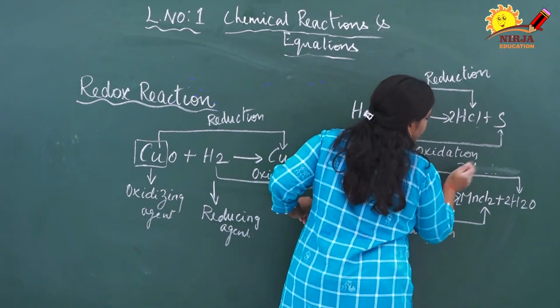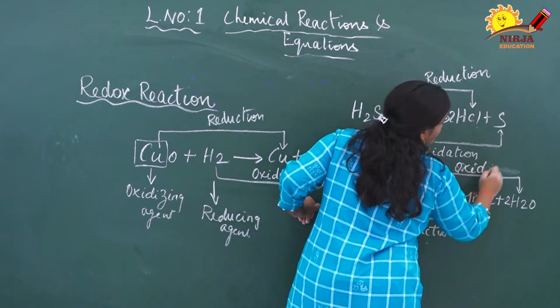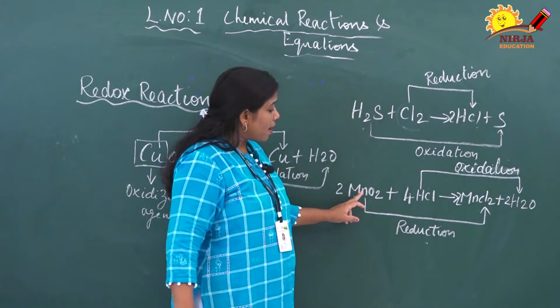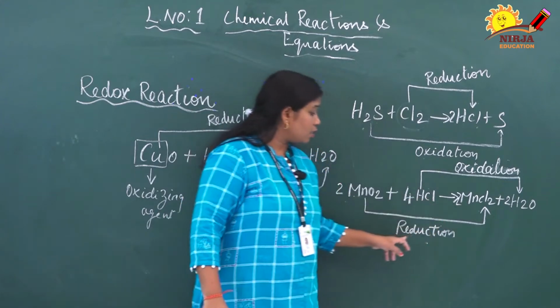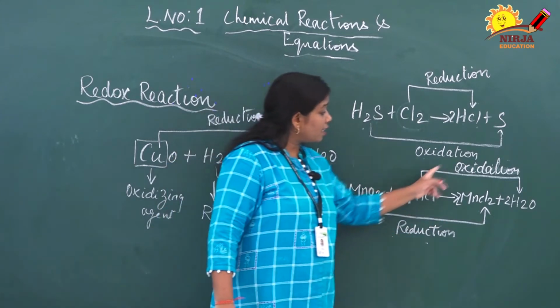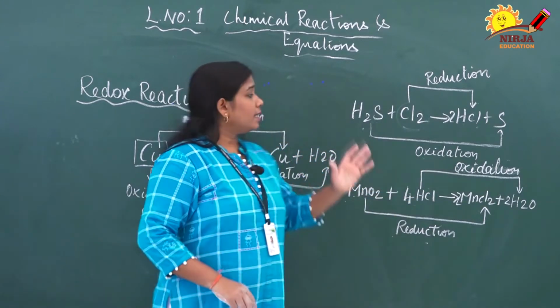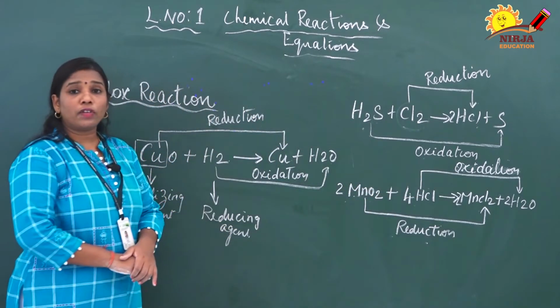Sorry, I wrote reduction here by mistake. This is called oxidation. So this manganese dioxide is reduced. This is called reduction. Here the hydrogen is added to oxygen, that is called oxidation. These are all four examples of redox reactions.